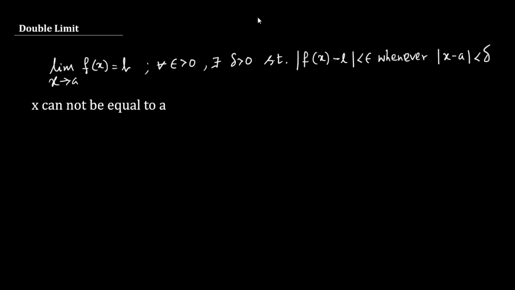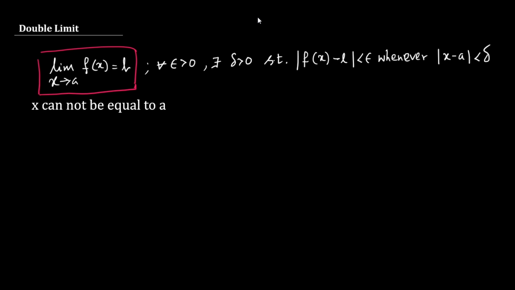Limit as x tends to a of f(x) equals L means: for every epsilon, this symbol stands for "for all", so for all or for every epsilon greater than 0, this symbol stands for "there exists" a positive number delta such that mod of f(x) minus L is less than epsilon whenever mod of x minus a is less than delta. So this is what we mean by limit as x tends to a of f(x) equals L. Let us try to understand geometrically what this definition means.